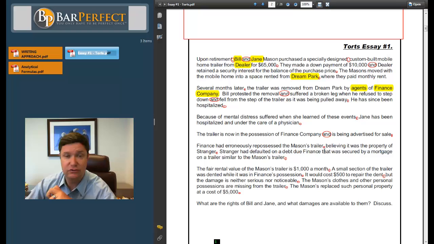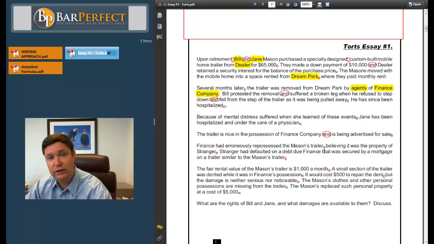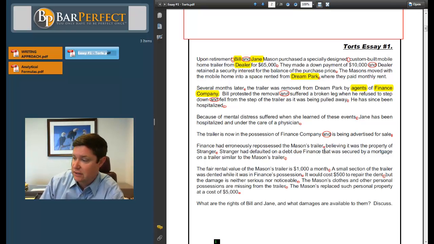Okay? That shows the actual causation, that they did, in fact, commit some tort. Okay? Believing it was the property of the stranger. That's their defense. So we have the causation and the defense in one sentence. This is going to happen over and over and over again. Okay? For example, look further down.